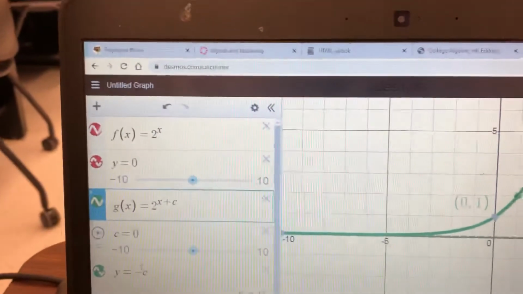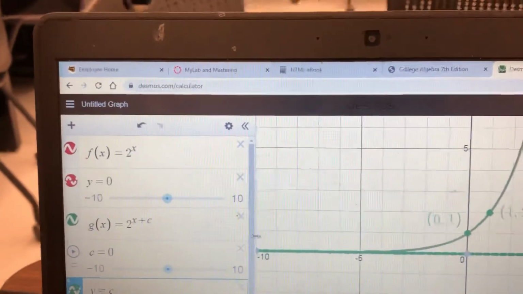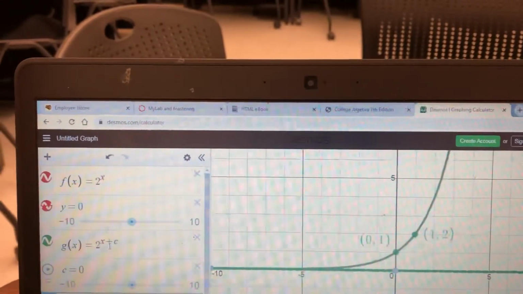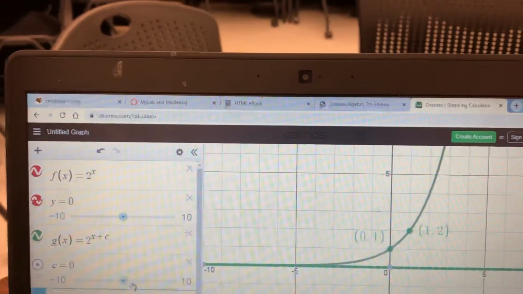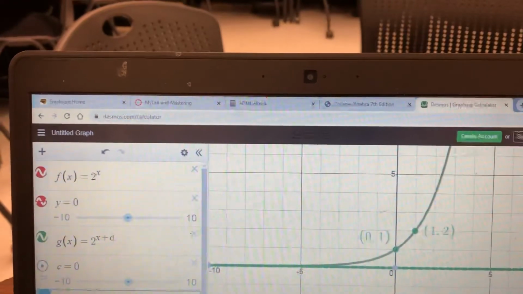All right, I also need to change this because we're adding and not subtracting. Okay, so there's the original. There's a plus number up in the exponent. Right now it's plus 0. I'm going to slide the slider to the right so that this becomes a larger number that we're adding.